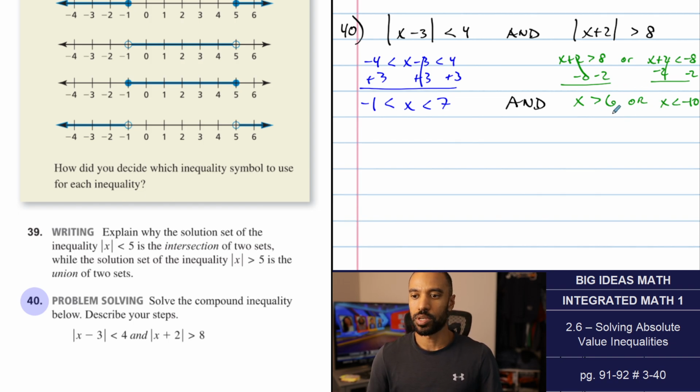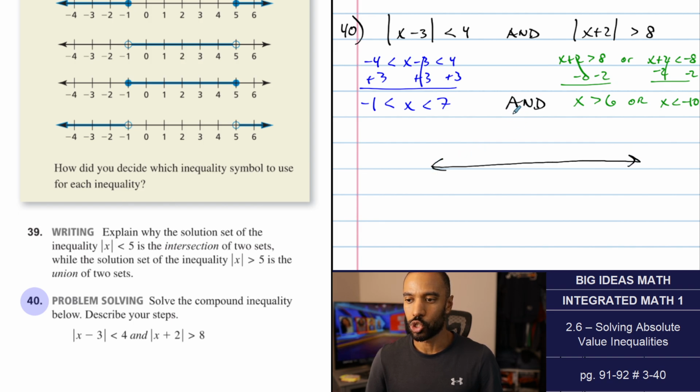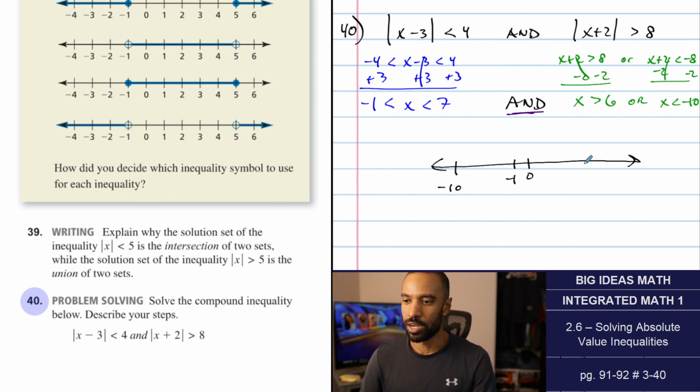Let's see them as a whole graph set, but keep in mind, because this is an and, we need to treat the overlap of these two. Only overlap counts. So I'm just going to put 0 in the middle like that. Here's -10. Here's -1. Here's 6. Here's 7. Okay, all these numbers matter for us. The blue is important. We must be within this set here. Otherwise, it doesn't work. Now, for the green, we have to be greater than 6 or less than -10.